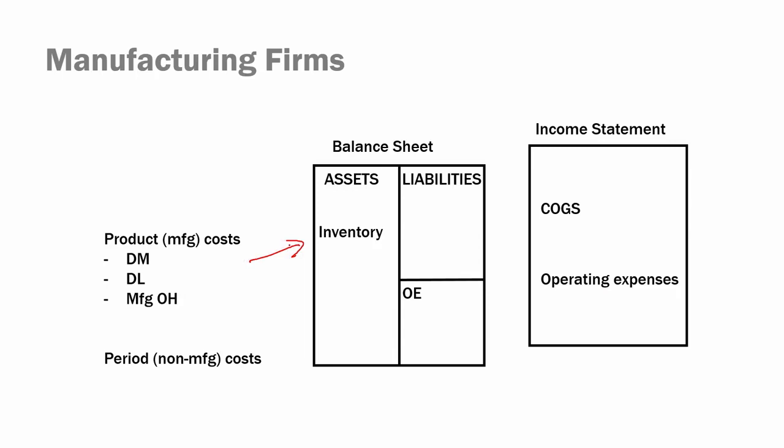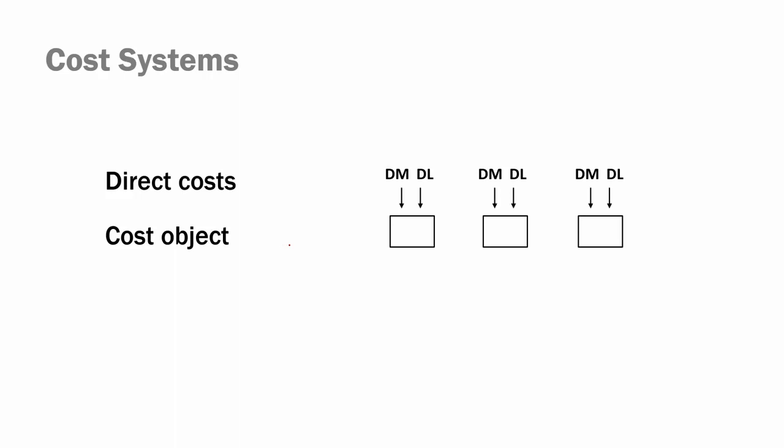So how do they do that? How do these cost systems work? Let's take a look. Suppose we make 3 products, and we need to know the cost of each of them. In cost system terminology, those 3 products are our cost objects. Now, there are probably a lot of costs that we can trace easily to each of these products. Those, you may recall, are called direct costs. They would include things like direct material and direct labor.